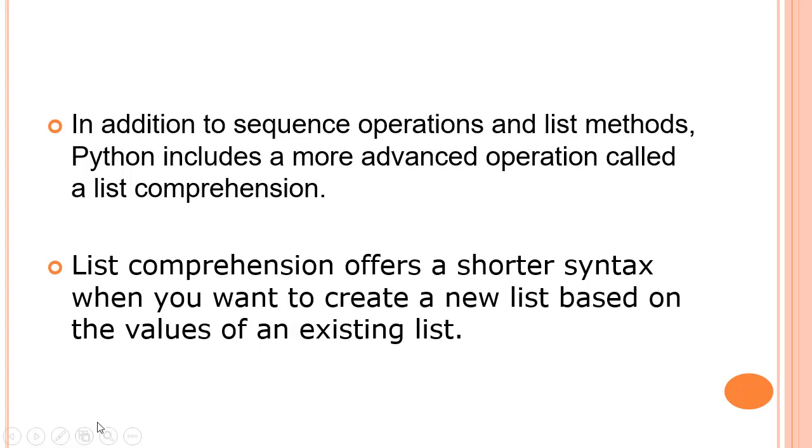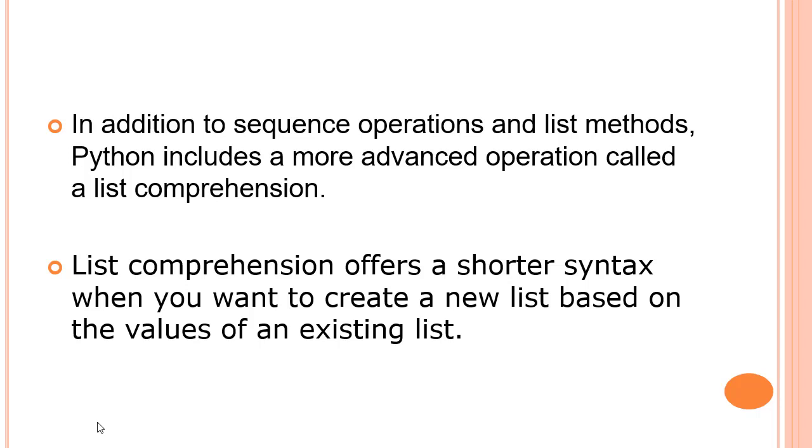List comprehensions offer a shorter syntax when you want to create a new list based on the values of an existing list. So we have a list that is already present, and from that list I want to create a new list by doing some mathematical operations or some other operations. Then we might be using list comprehensions. The thing which you can do in, let's say, 4 or 5 lines, you might just execute within 1 line using list comprehensions.